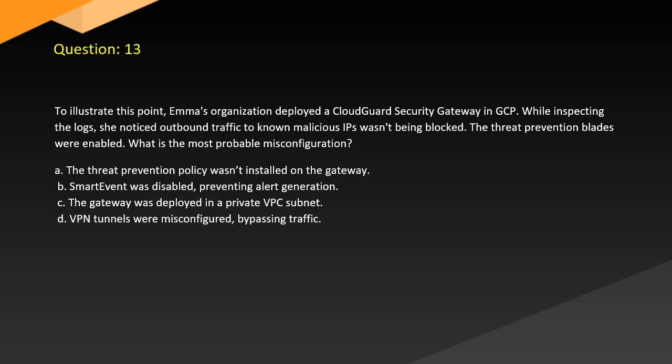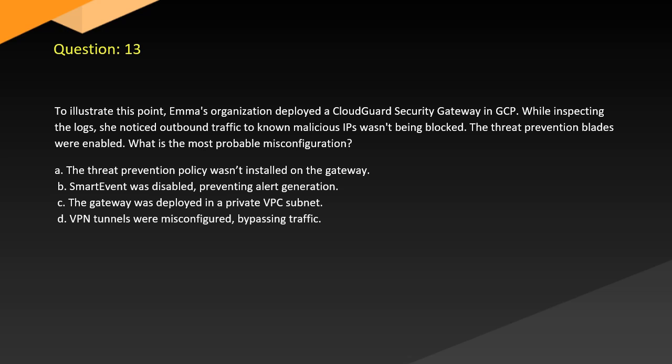Question 13. To illustrate this point, Emma's organization deployed a CloudGuard security gateway in GCP. While inspecting the logs, she noticed outbound traffic to a known malicious site wasn't being blocked. The threat prevention blades were enabled. Where's the most probable misconfiguration?